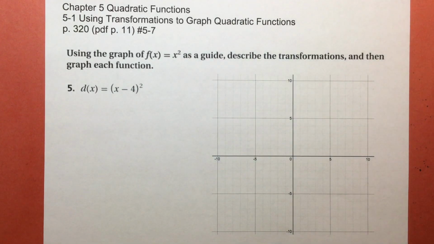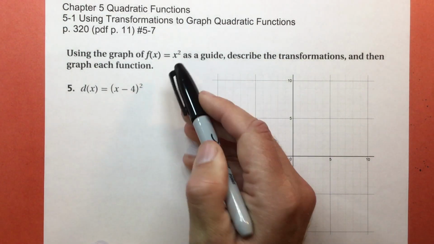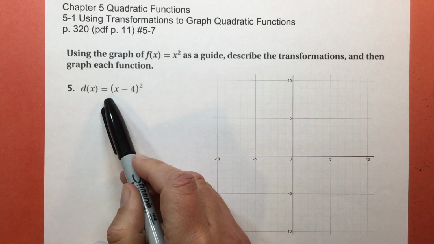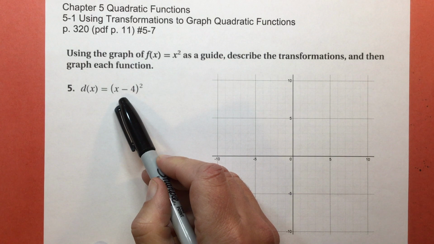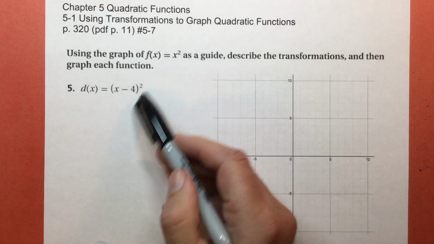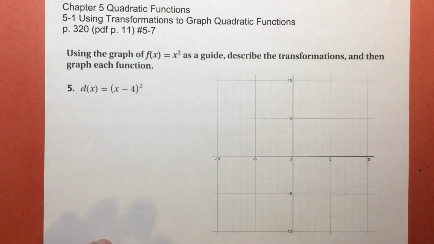Hello. We're working on Chapter 5, Section 1, Transforming Quadratic Functions. I'm on page 320, working on problems 5, 6, and 7. We are going to describe the transformations of the original parent function that ends up with the new function. How do I change that to make that? And then we're going to graph them. And I'm going to graph both just because it's helpful to graph the parent function too.